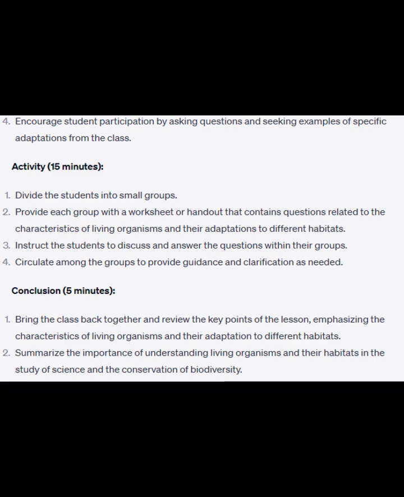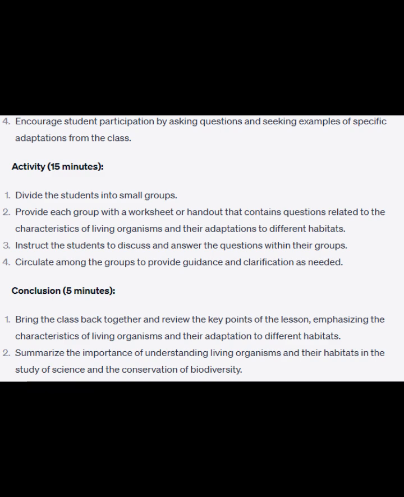Activity, 15 minutes. Divide the students into small groups. Provide each group with a worksheet or handout that contains questions related to the characteristics of living organisms and their adaptations to different habitats. Instruct the students to discuss and answer the questions within their groups. Circulate among the groups to provide guidance and clarification as needed.